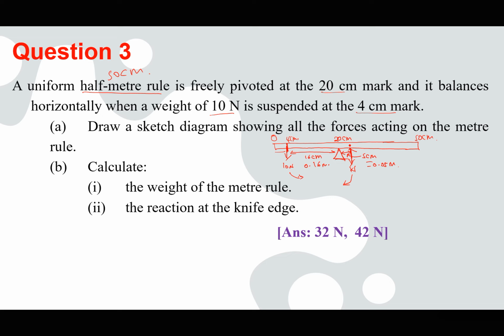So for equilibrium, the sum of clockwise moments is going to be equal to the sum of anti-clockwise moments. So we shall say that W times the perpendicular distance, which is 0.05, should be equal to 10 times 0.16. So W is going to be 10 times 0.16 divided by 0.05.